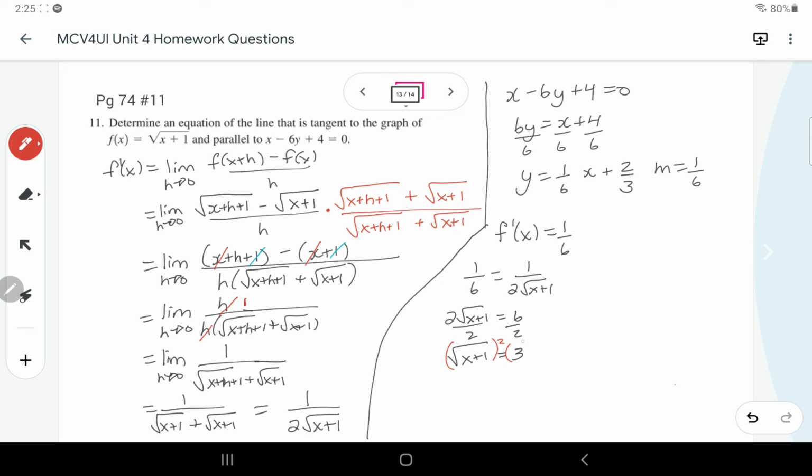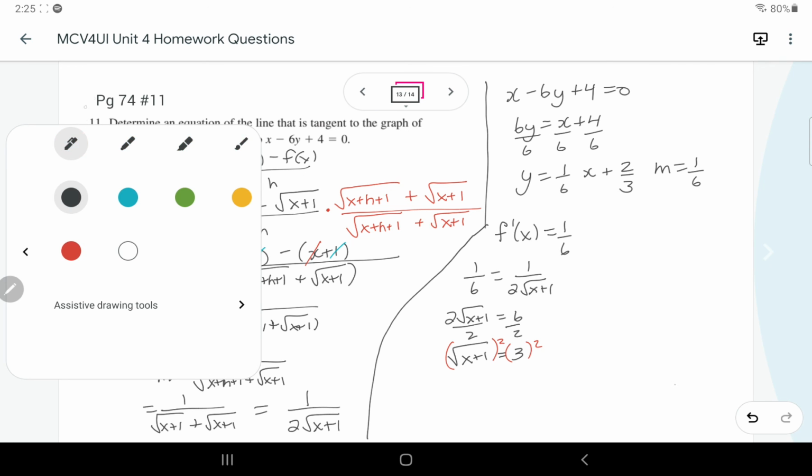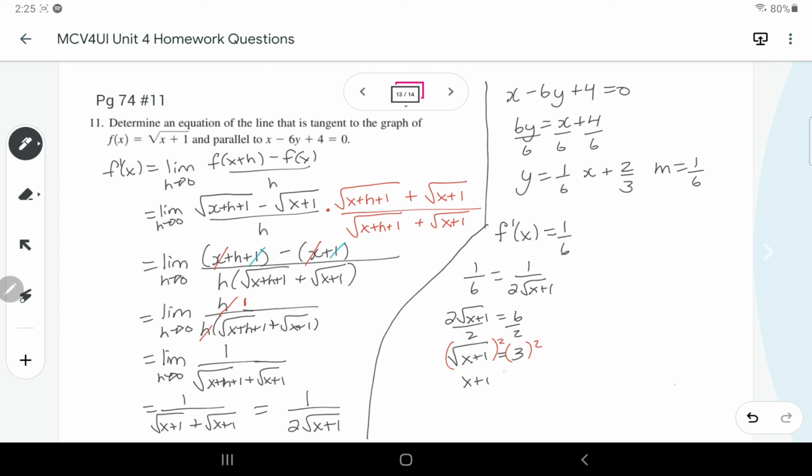We can square both sides in here, and then we get x plus 1 equals 9. So x equals 8. So that's my x value. To figure out the y value, that would be f at 8. So that's the square root of 8 plus 1, which is root 9, or 3. So my point is (8, 3), and my slope is 1/6.